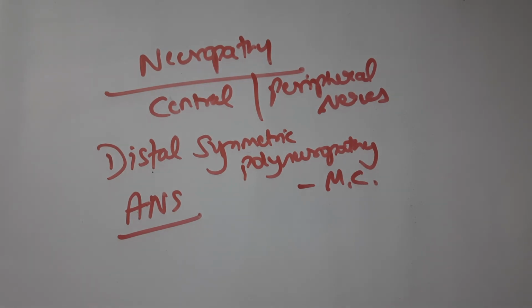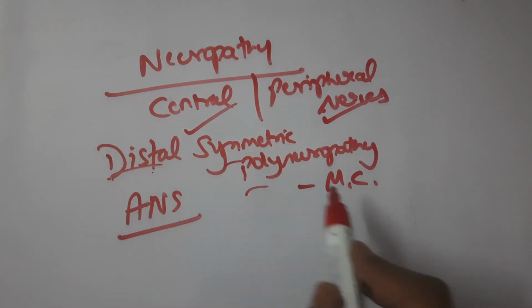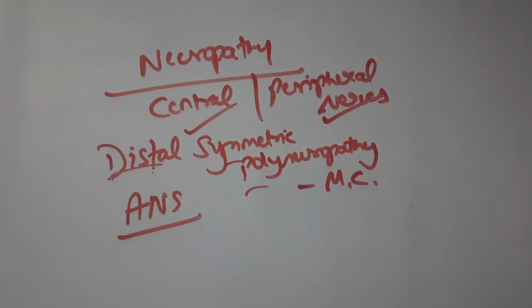Then, very briefly, diabetic neuropathy. The neuropathy could involve the central nerves as well as peripheral nerves. The distal symmetrical polyneuropathy is the most common pattern which is seen. The autonomic nervous system is also involved. So these are all about the complications of diabetes mellitus.